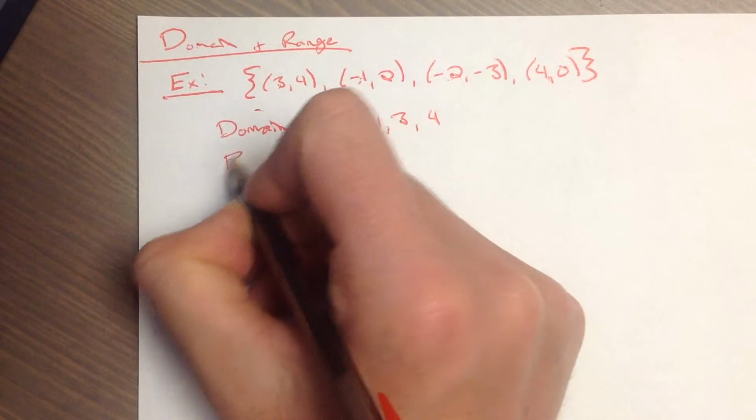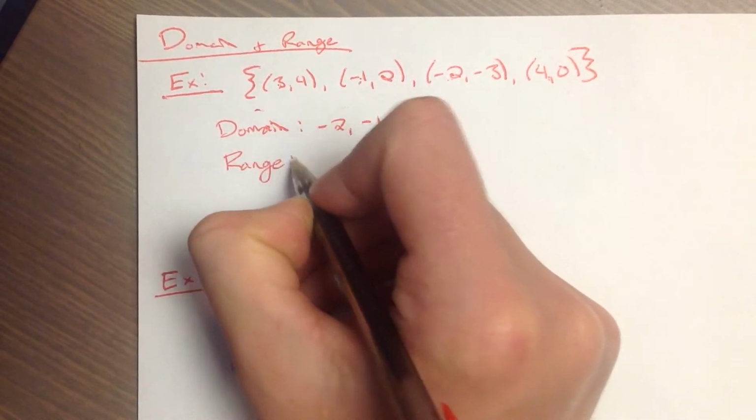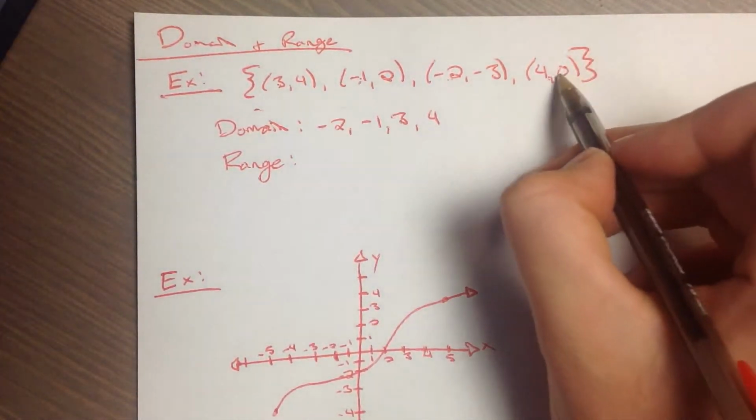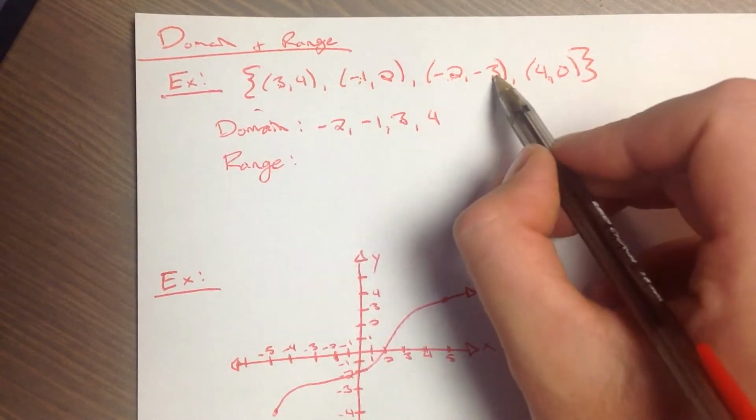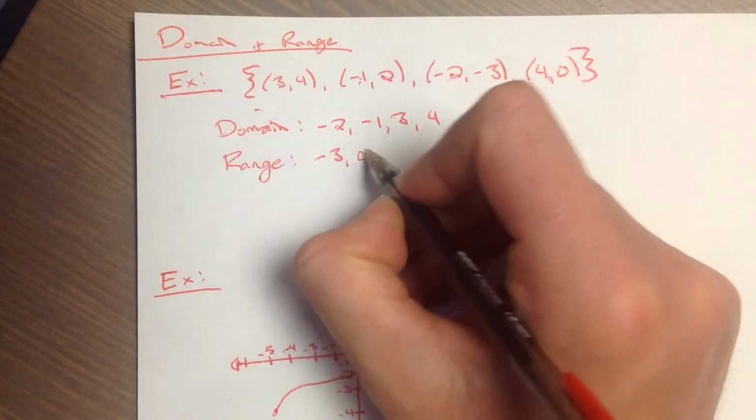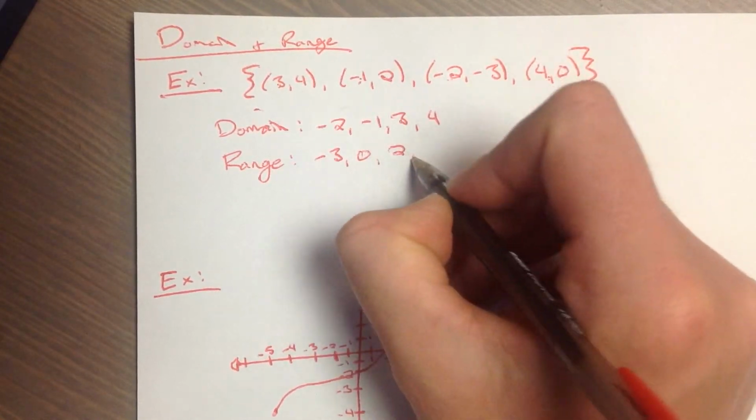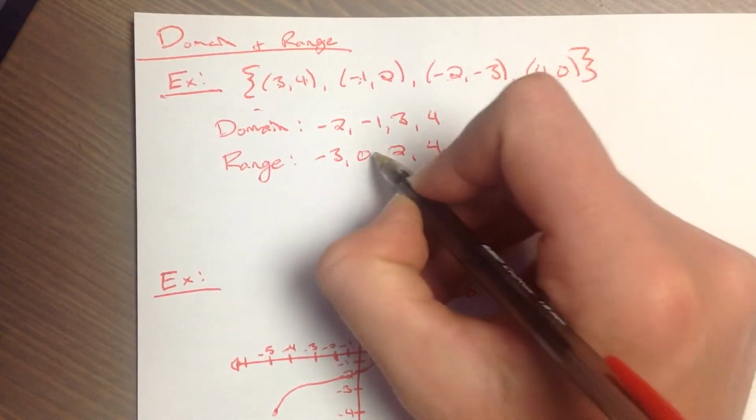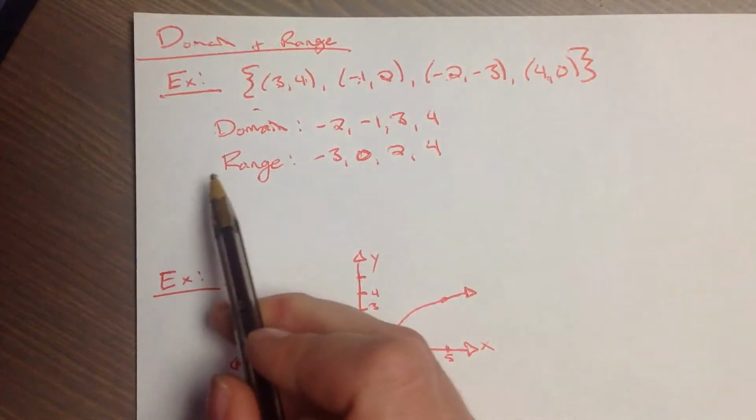In the range, my smallest value, so looking at my y values, -3, 0, 2, and 4. And now I've listed all my x values in the domain and all my y values in the range.